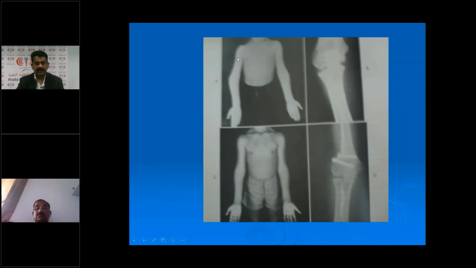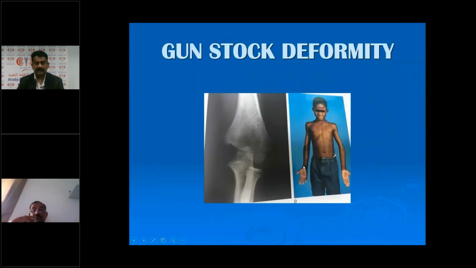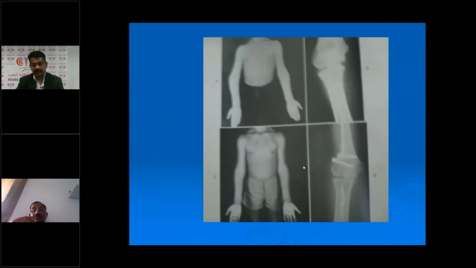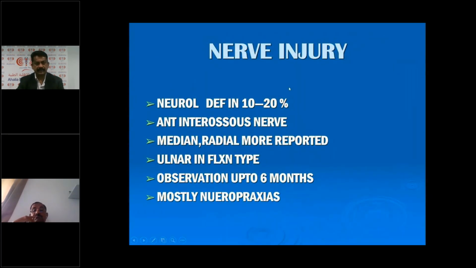So cubitus varus is treated by cross-pinning and osteotomy to correct the varus. Now, neurologic injury occurs in 10 to 20% of cases.